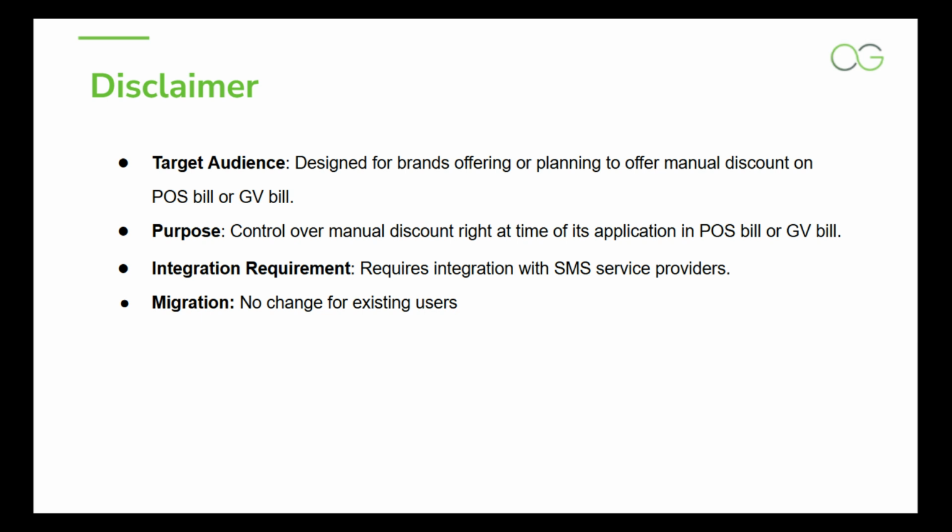This feature is specifically developed for brands offering or planning to offer manual discounts on POS bills or GV bills. Purpose of this feature is to implement control over manual discount right at the time of its application in the POS bill or GV bill. To use this feature, brand would require integration with SMS service providers. This may lead to additional costs if you don't have an existing integration with any SMS service provider.